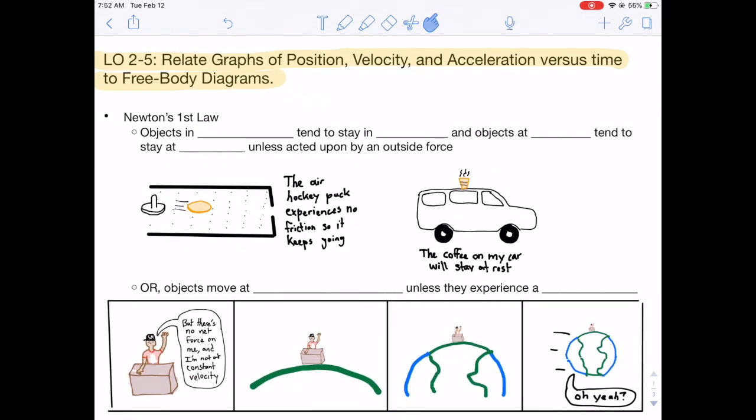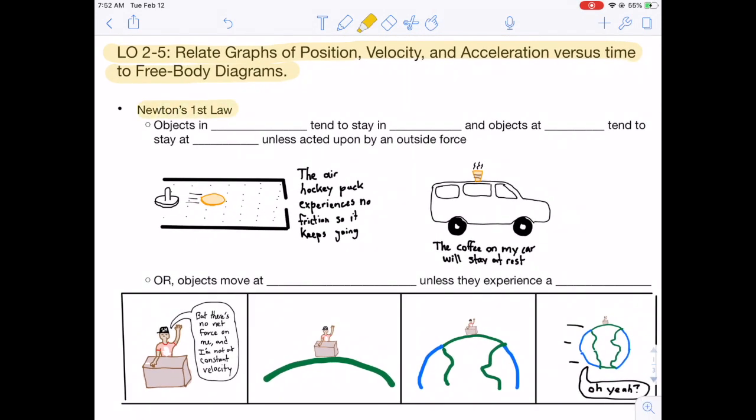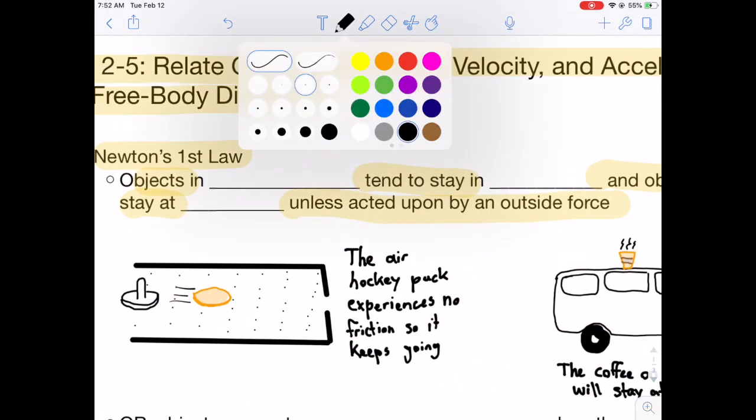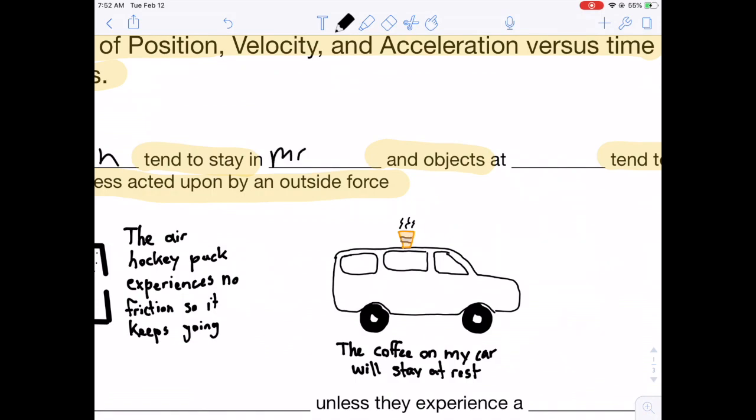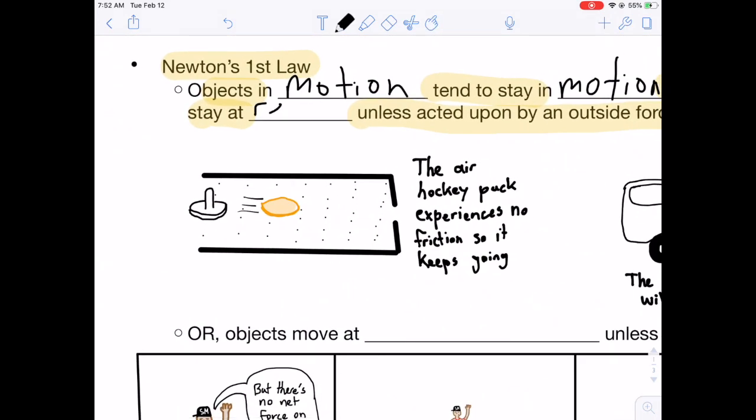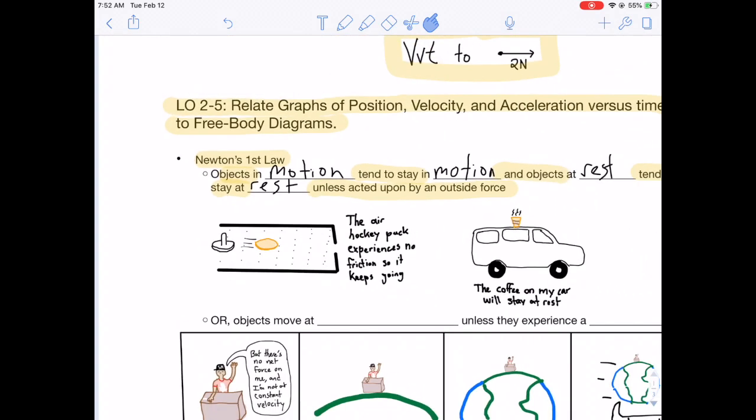Now, Newton's first law, you probably remember this off the top of your head. Objects in motion tend to stay in motion, and objects at rest tend to stay at rest unless acted upon by an outside force. That's Newton's first law. Let's fill that in. Objects in motion, so if it's moving, it's going to stay in motion. And objects at rest tend to stay at rest unless acted upon by an outside force.